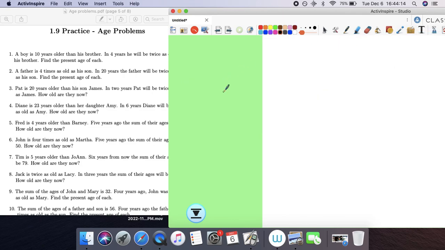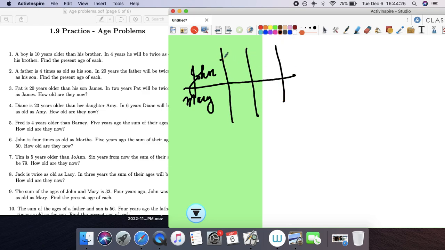Okay, 9. The sum of the ages of John and Mary is 32. So we got 2 people here, John and Mary. So the sum of their ages. So if you add John plus Mary, what is it? 32. It doesn't matter who you call X, let's call Mary X. So if Mary's X years old, let me write this, John plus Mary equals 32.